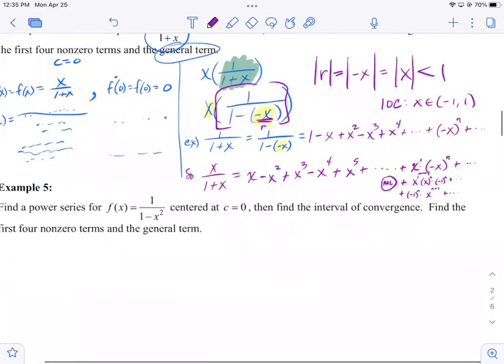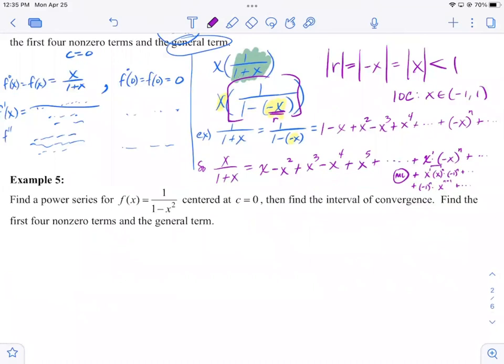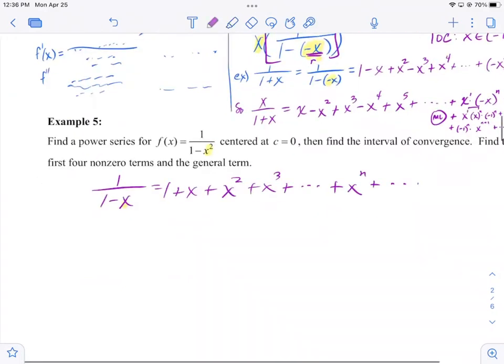Now look at example 5. It's a quotient, right? It's 1 over 1 minus x squared. That looks a lot like 1 over 1 minus x. Let's go ahead and write 1 over 1 minus x down: 1 plus x plus x squared plus x cubed plus yada, yada, yada, plus x to the n plus yada, yada, yada. Well, what's the only difference between 1 over 1 minus x squared and 1 over 1 minus x? Yeah, there's an x squared there. Now, 1 minus x squared is not 1 minus x times 1 minus x. So I can substitute in.